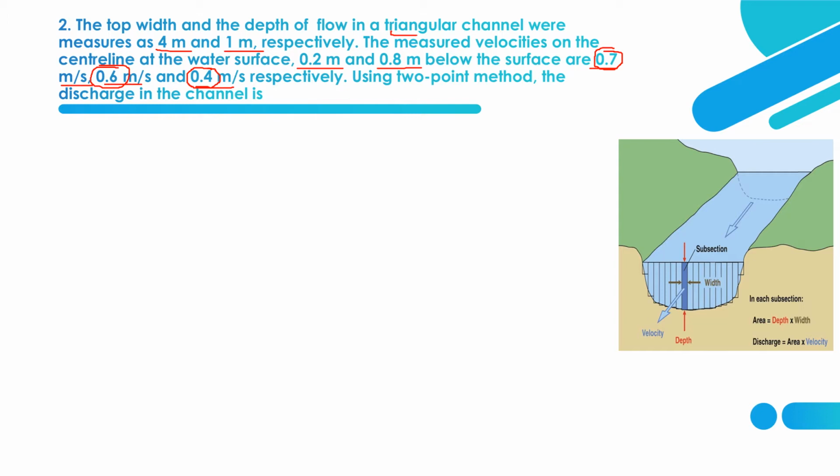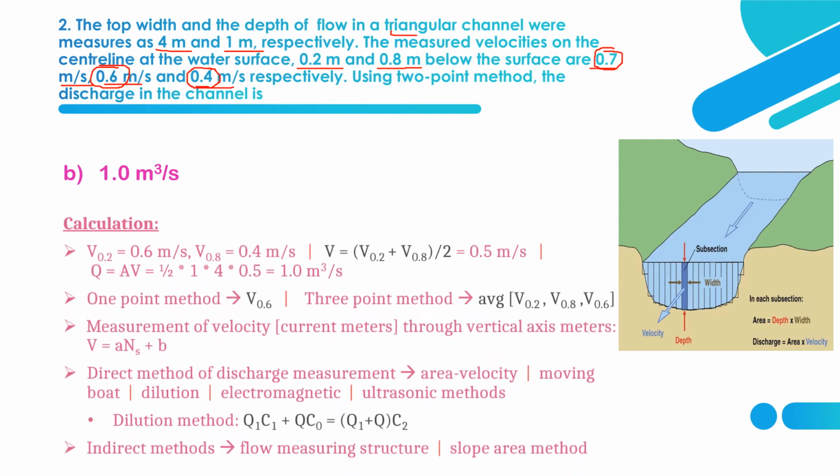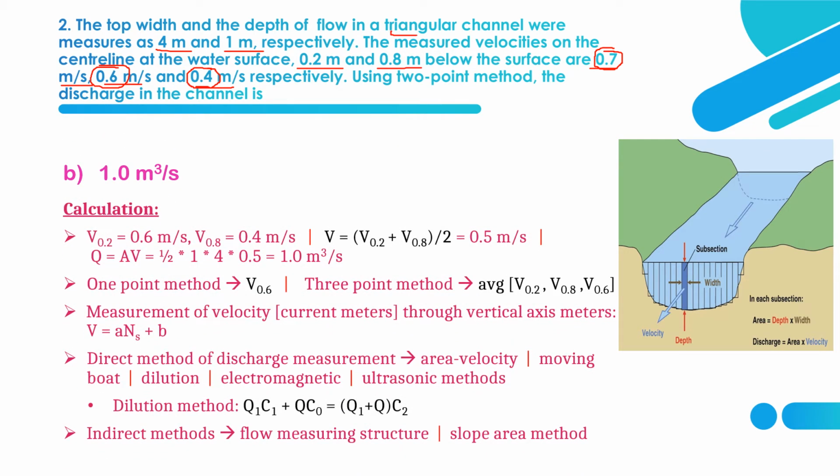Now we have to use the 2-point method to find the discharge in the channel. There are some methods like the 2-point method, 3-point method, like that. So we have to use the 2-point method here to find the discharge in the given channel by using the given data. So here the answer is 1 meter cube per second. Now let's see how it is calculated.